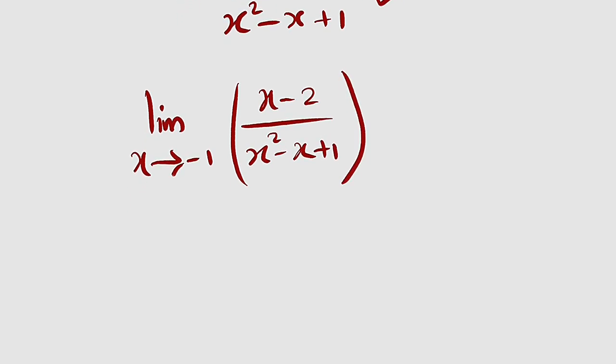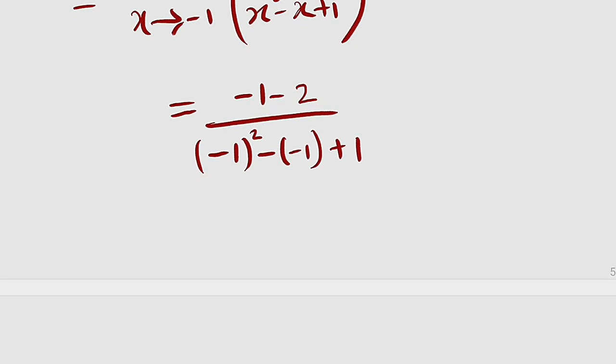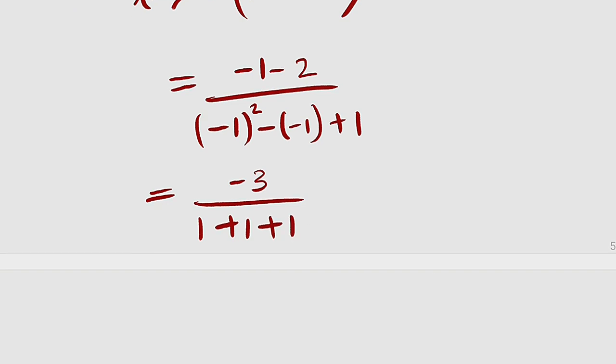So wherever we have x, we are going to substitute it with negative 1. This is equal to negative 1 minus 2, divided by negative 1 all squared, minus negative 1, then plus 1. To the top, we have negative 3. To the bottom, negative 1 squared is 1. Minus negative 1 is plus 1. Plus 1 again. To the bottom, we have 1 plus 1 plus 1, which is equal to 3.